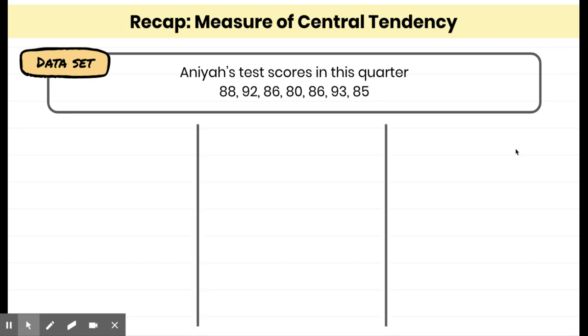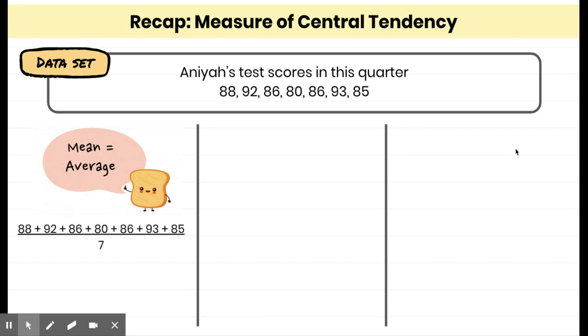Now, the first thing that we learned is the mean, and finding the mean is the same as finding the average, which means you add all the numbers and then divide by the number of items in that set. So I was adding 88 plus 92 and so on, and I'm dividing by 7 because there are 7 numbers in total. So the mean of this data set is 87.14.